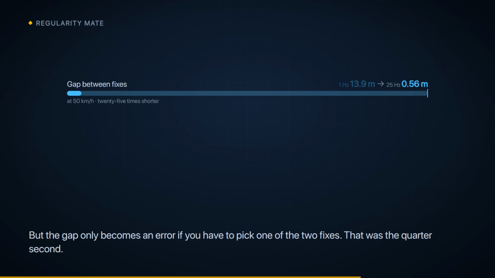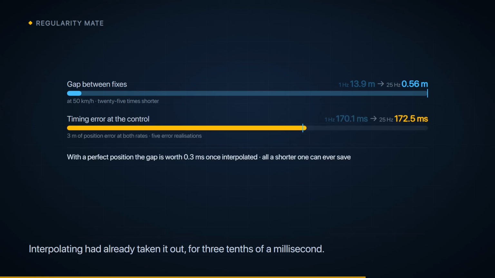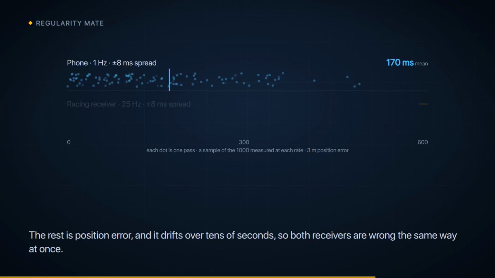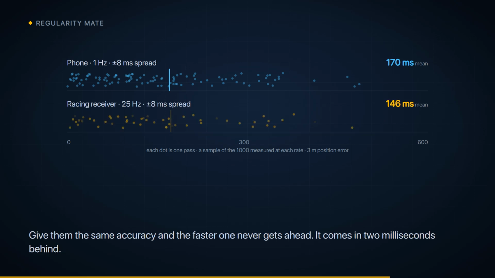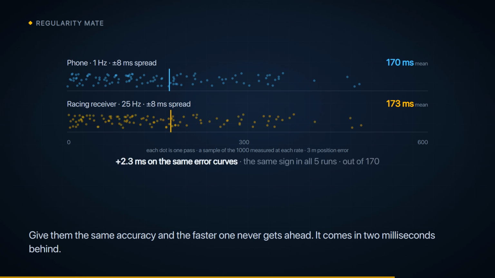That was the quarter second. Interpolating had already taken it out. For 0.3 of a millisecond. The rest is position error, and it drifts over tens of seconds, so both receivers are wrong the same way at once. Give them the same accuracy, and the faster one never gets ahead. It comes in 2 milliseconds behind.